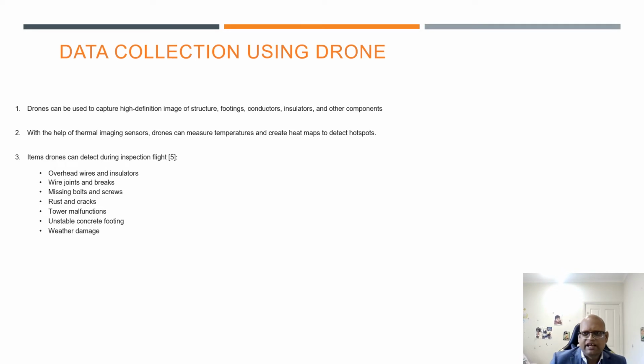As we know, drones can be used to capture high definition images of the structures, footings, conductors, insulators, rust, cracks, any unstable concrete, and all those images. At the same time, with the help of thermal imaging sensors, drones can capture the temperatures and hence create the heat maps to detect the hot spots.